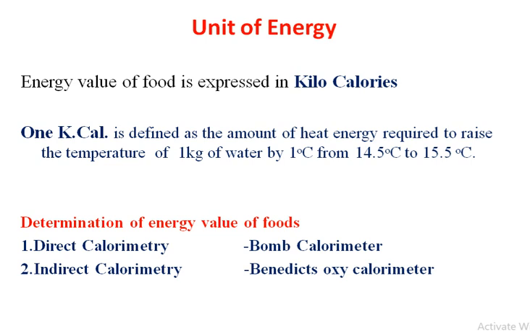Now let us see the unit of energy. The energy value of food is expressed in kilocalories. The definition of the kilocalorie is: 1 kilocalorie is defined as the amount of heat energy required to raise the temperature of 1 kg of water by 1 degree centigrade, from 14.5 degrees centigrade to 15.5 degrees centigrade.